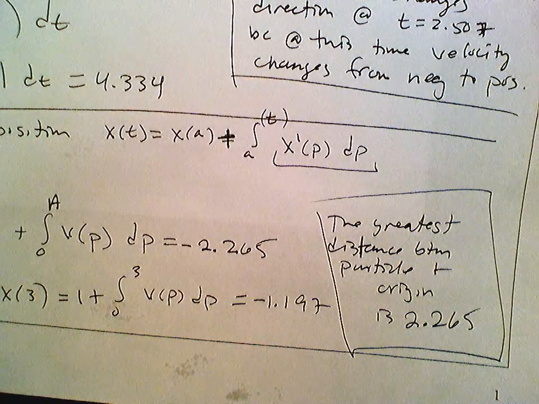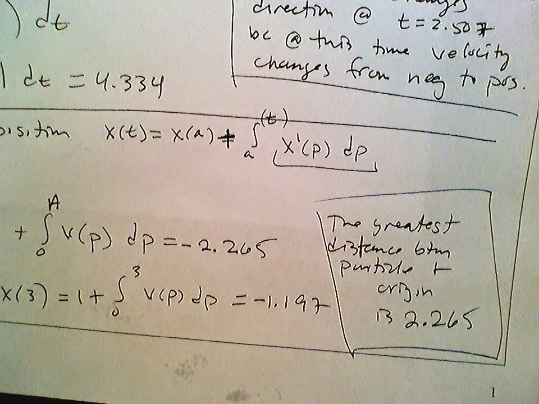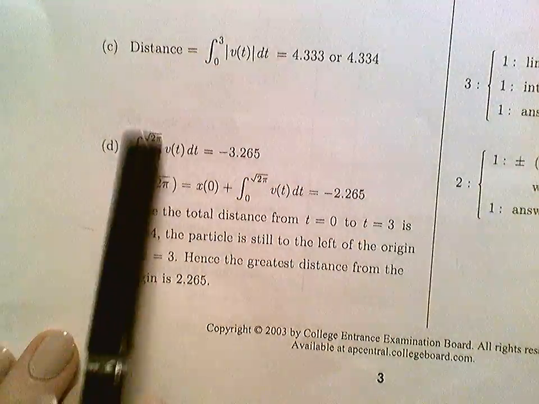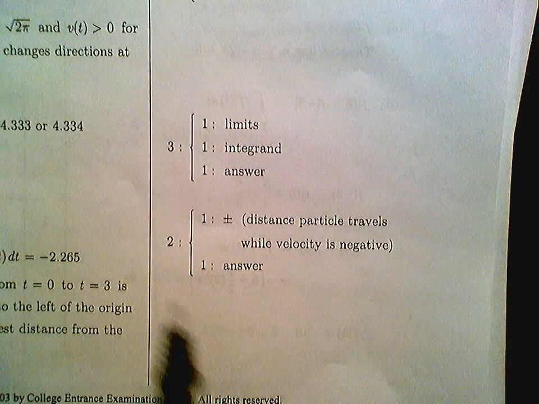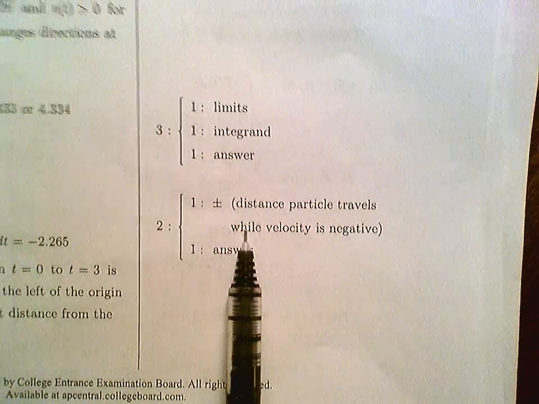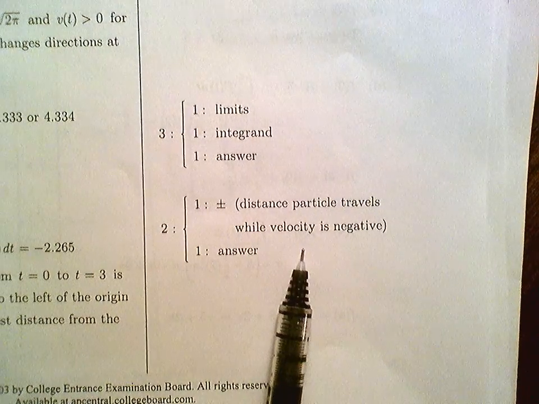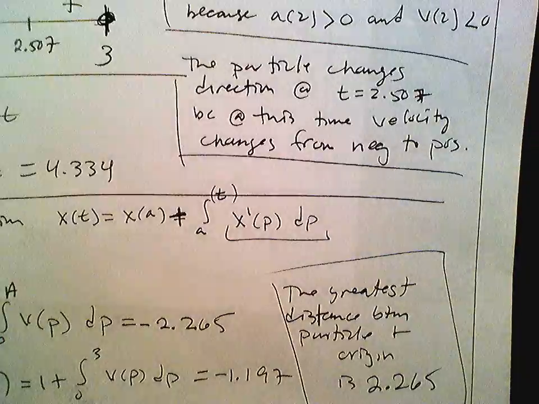Okay, guys, I hope that you were able to watch this at home so you could go fast. Let me just show you this. So here's the answer. They give a little explanation, but you don't have to, they weren't asking for it. You get 1 point for plus or minus the distance the particle travels while velocity is negative. So I didn't have to find all of them. And then the answer.